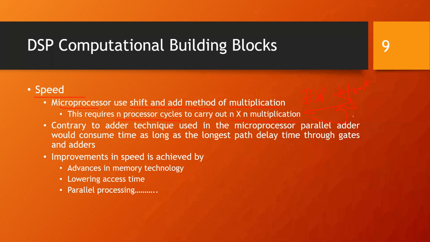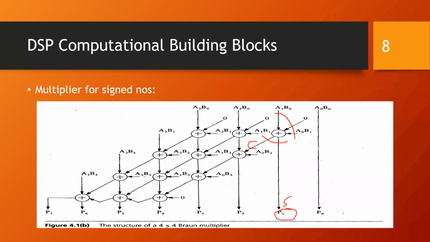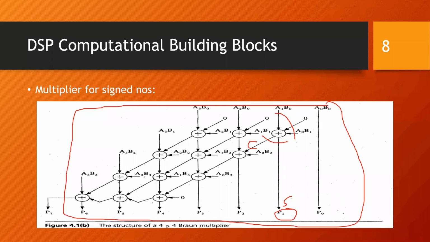So for that purpose, we go ahead with parallel processing. That is what we try to achieve with this multiplier. This is one form of multiplier. We also have the Baugh-Wooley multiplier, which is much more efficient than this. There are different multipliers; this is just an example.